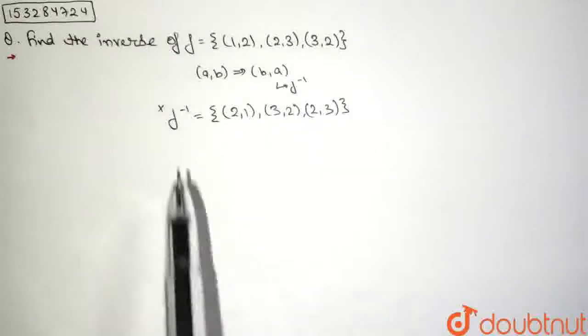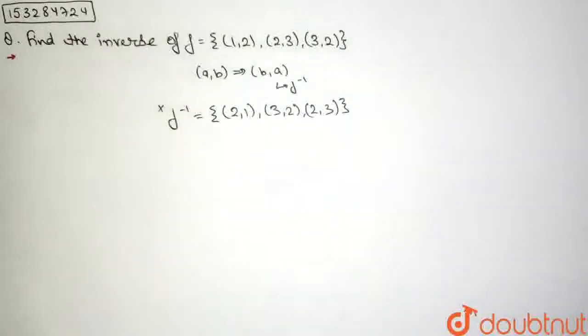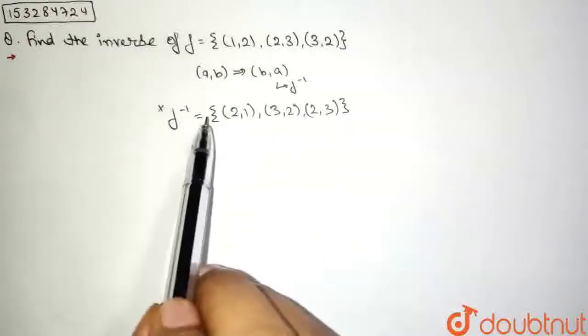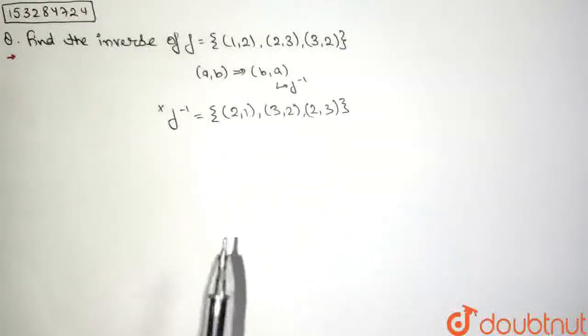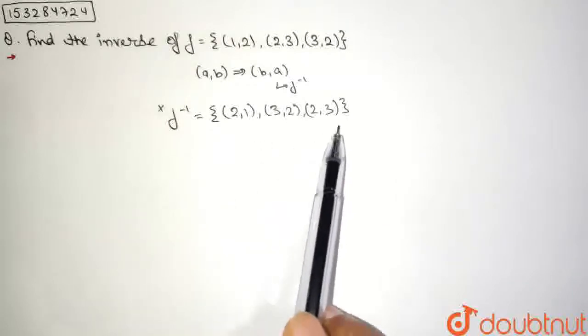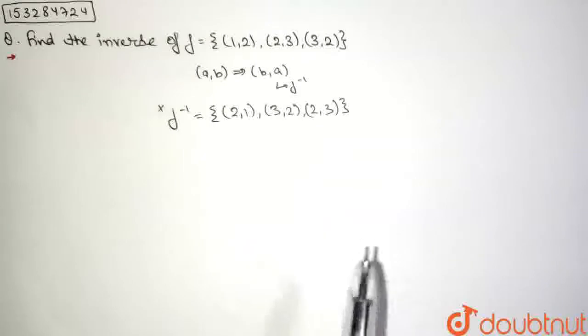So we could say that the inverse of this function f does not exist, because the f inverse that we obtained by the traditional method is not a function in itself. We definitely reach a particular answer, but this in itself is not a function. So f inverse does not exist.